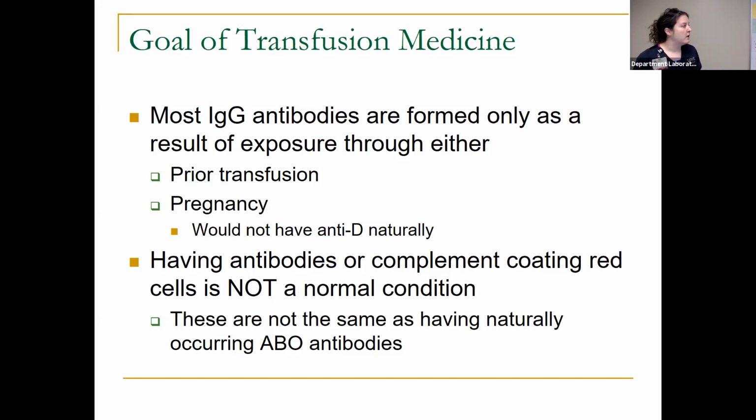And like I mentioned, our ABO antibodies are naturally occurring. We expect those. However, to have another IgG antibody in your circulation, that is not a normal circumstance. That's why it's very important for blood bank to identify those.